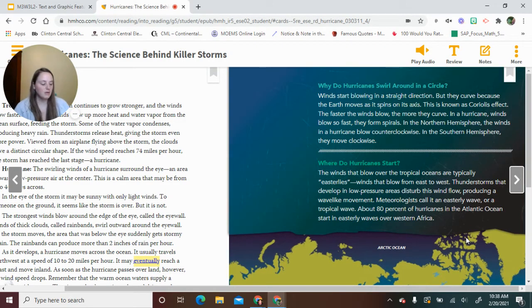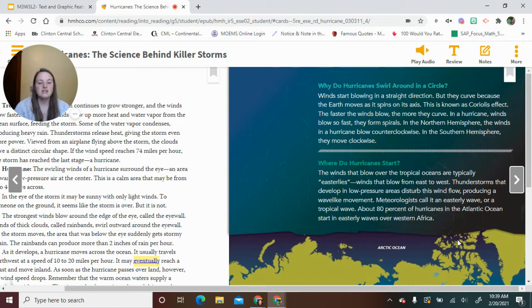We're going to continue in our book on page 223. Why do hurricanes swirl around in a circle? Winds start blowing in a straight direction, but they curve because the Earth moves as it spins on its axis. This is known as Coriolis effect. The faster the winds blow, the more they curve. In a hurricane, winds blow so fast they form spirals. In the northern hemisphere, the winds in a hurricane blow counterclockwise. In the southern hemisphere, they move clockwise.